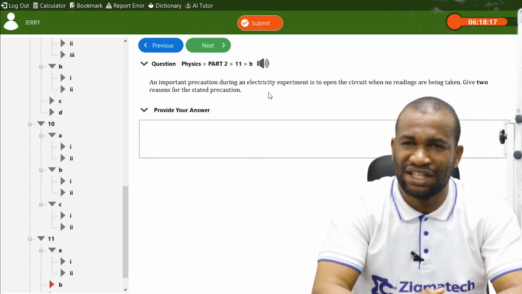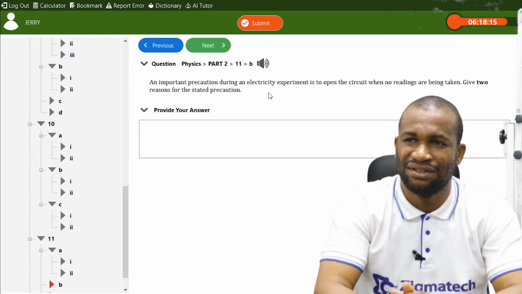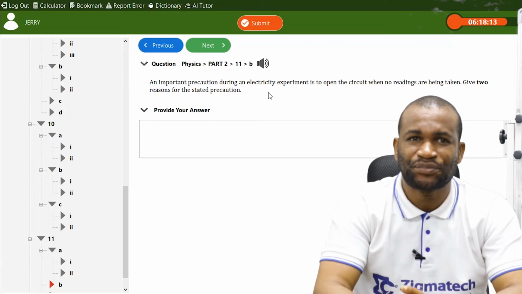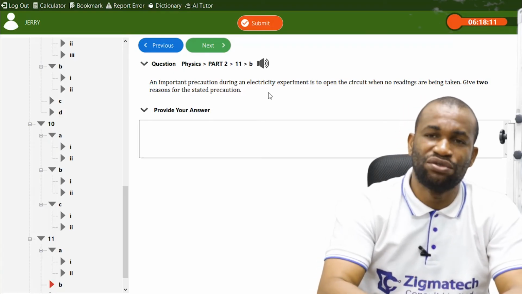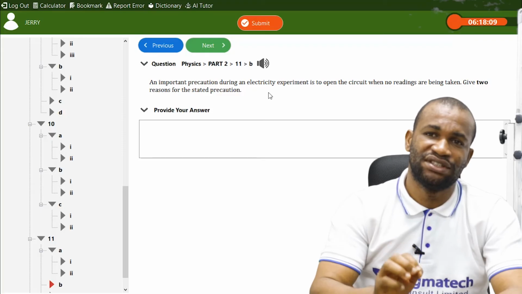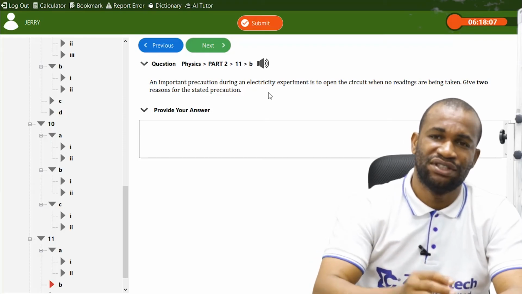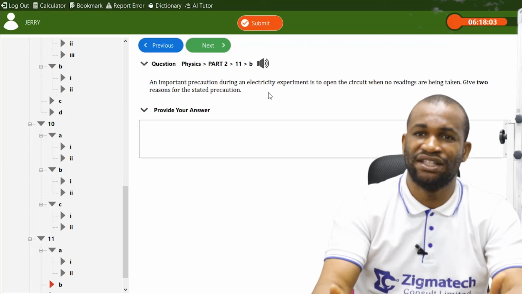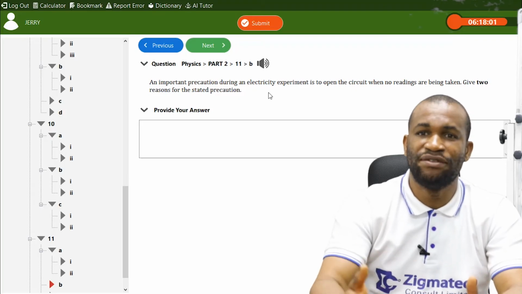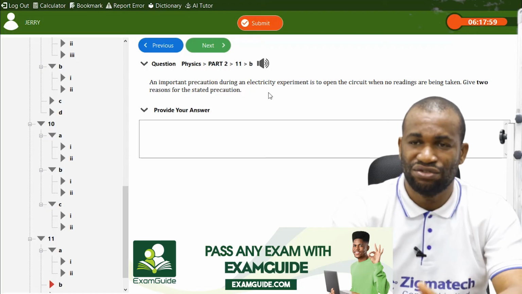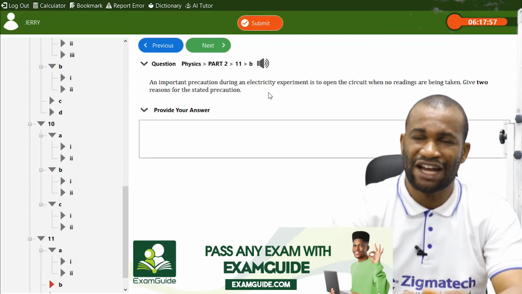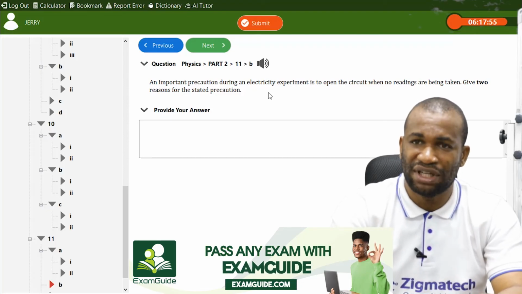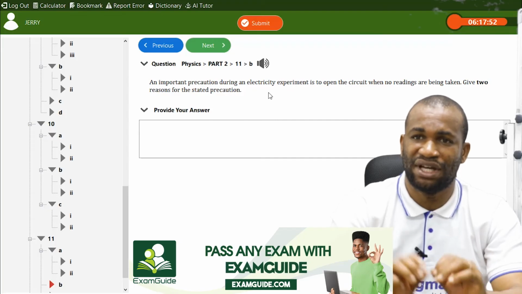So what I'm saying in the second reason is that it is always good to open your circuit. If you don't open it, as the current is flowing, your instrument may overheat, and that overheating will lead to giving wrong answers to your reading. So accuracy, number one, and number two is loss of energy by the cell.